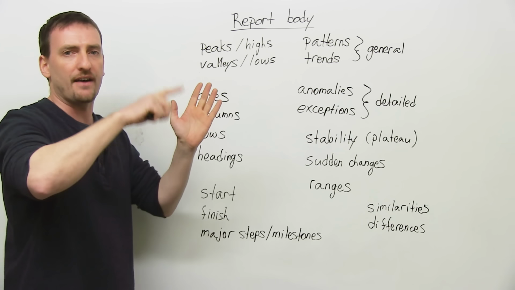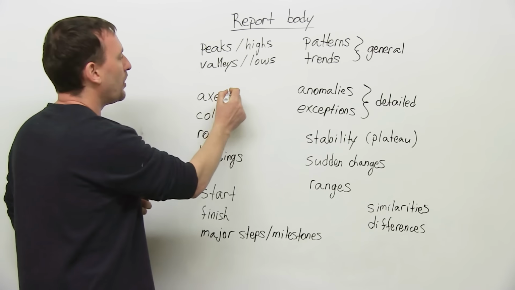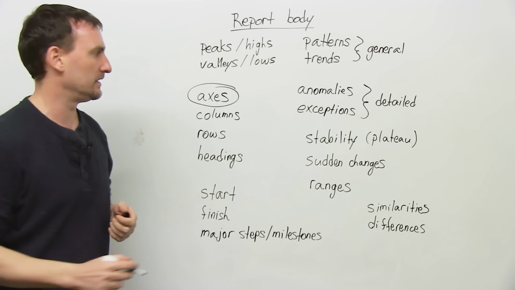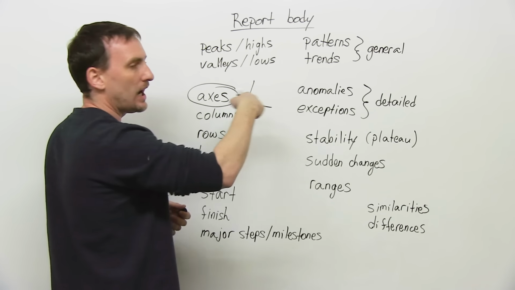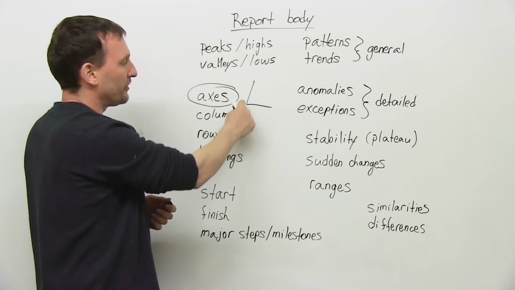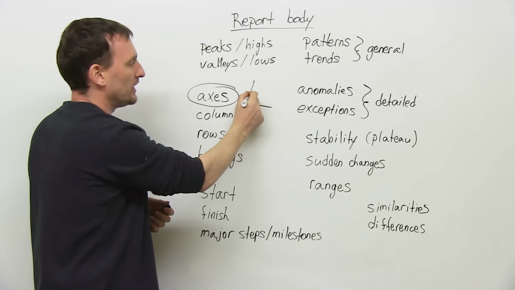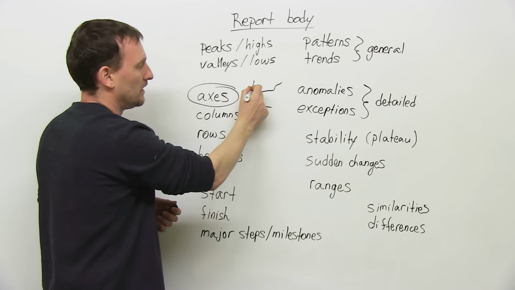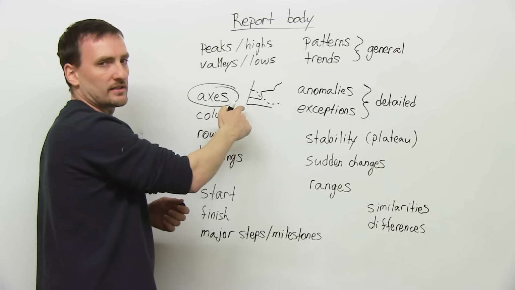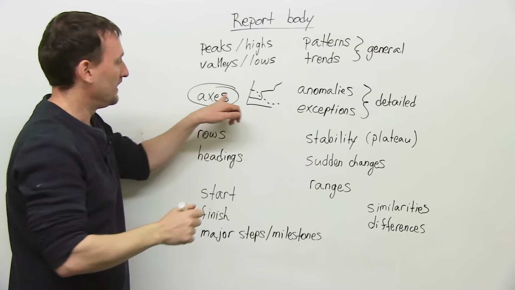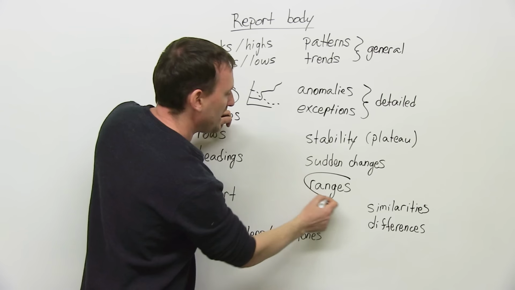Let's say you're looking at graphs, okay? So first thing, always pay attention to your axes, your X, Y axes. What is the information here? What is going up here? With that in mind, what are the ranges?